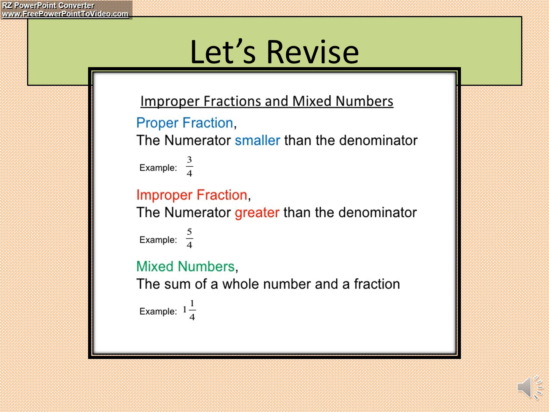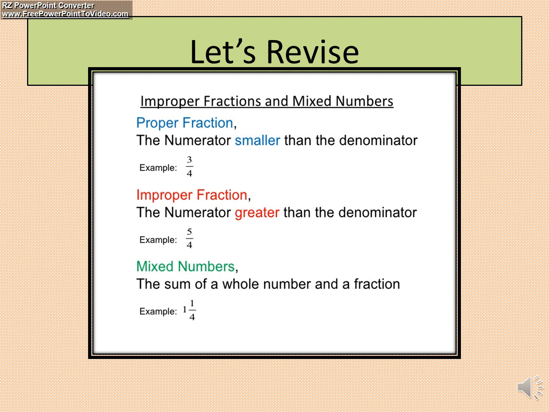You can give one more example: 6 upon 11, where the numerator is smaller and the denominator is bigger. What are the numerator and denominator you have studied? Yes or no? Yes. 3 is the numerator and 4 is the denominator. Improper fraction: the fraction where the numerator is greater than the denominator is called an improper fraction.